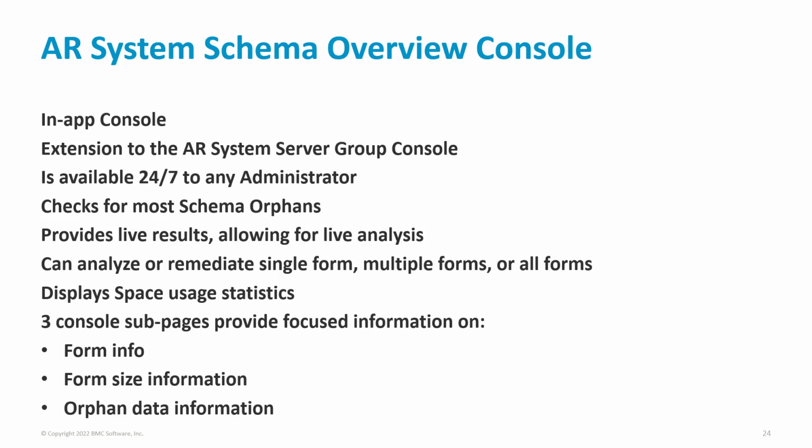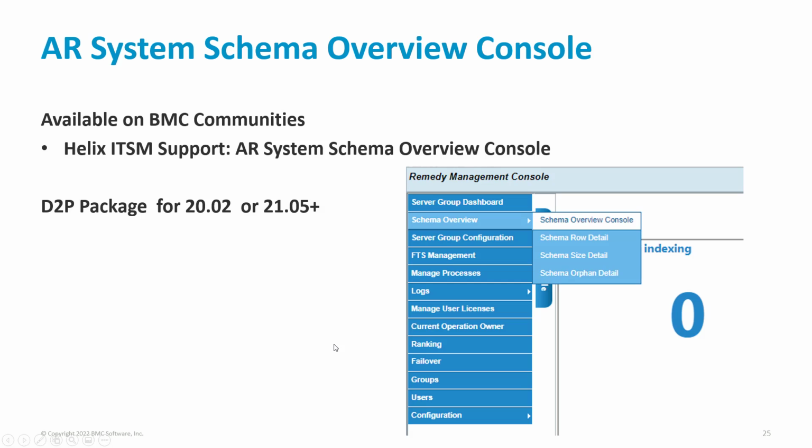There's 3 consoles that are subpages of the Schema Overview console that provide you a little bit more detailed information. One is a form info, one's form size information, and one's orphan data information. When you go to the communities, you can search for Helix ITSM support, ARSystem Schema Overview Console, and you'll find an article that has 2 packages in it.